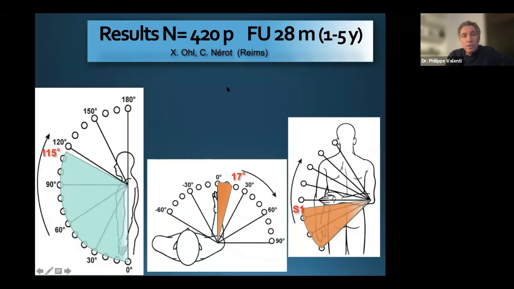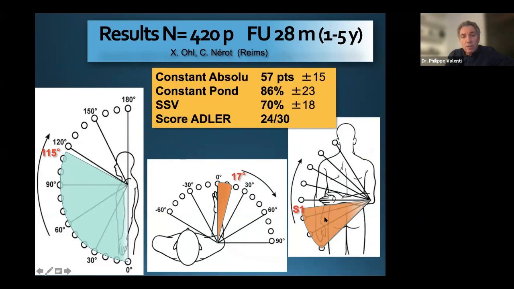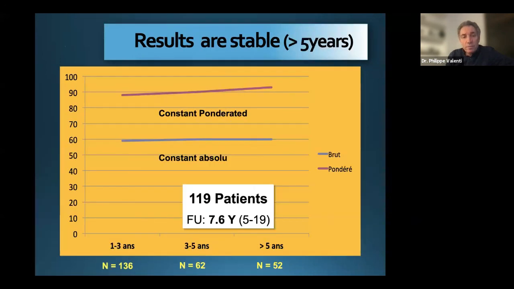So this is a result with a short follow-up, 1 to 5 years, 420 patients, and you see 120 degrees of forward elevation, external rotation 17, hand on the back, and the absolute Constant score is 57. The subjective shoulder value was 70%, and the Adler score was 24.